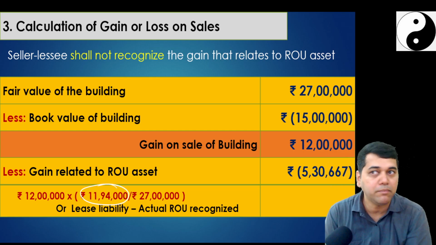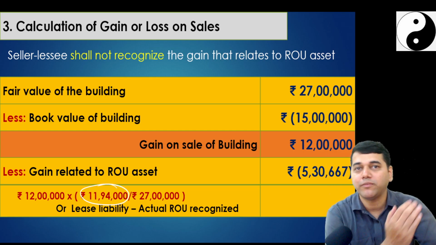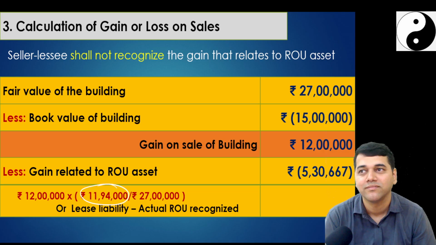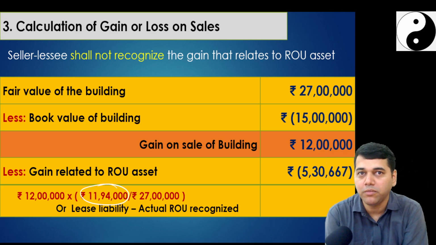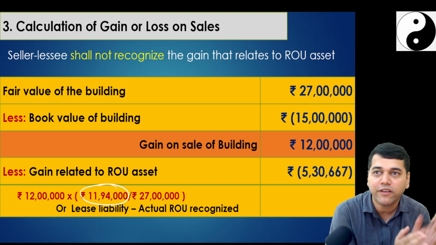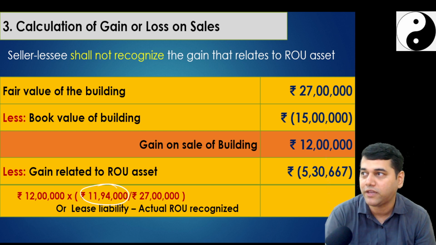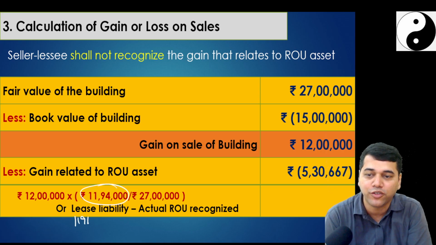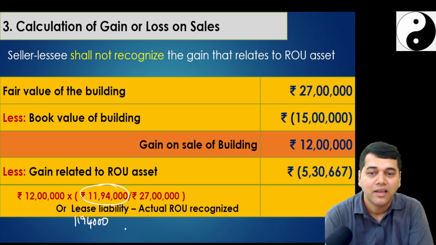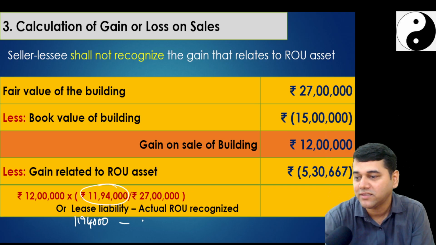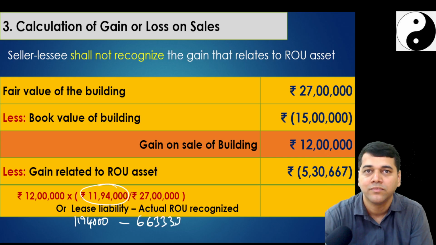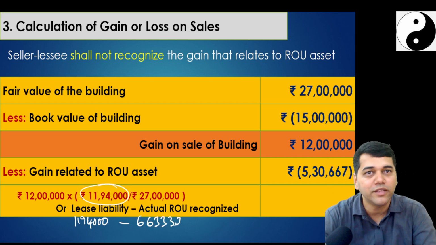In example number 2, you didn't get this. Why? Because my book value was equal to the fair value. In the previous problem, you didn't get this because book value is equal to fair value. But if the book value is not equal to the fair value, lease liability you are going to credit 11 lakh 94,000. How much actual ROU you recognized? 6 lakh 63,333. How is the account going to tally?